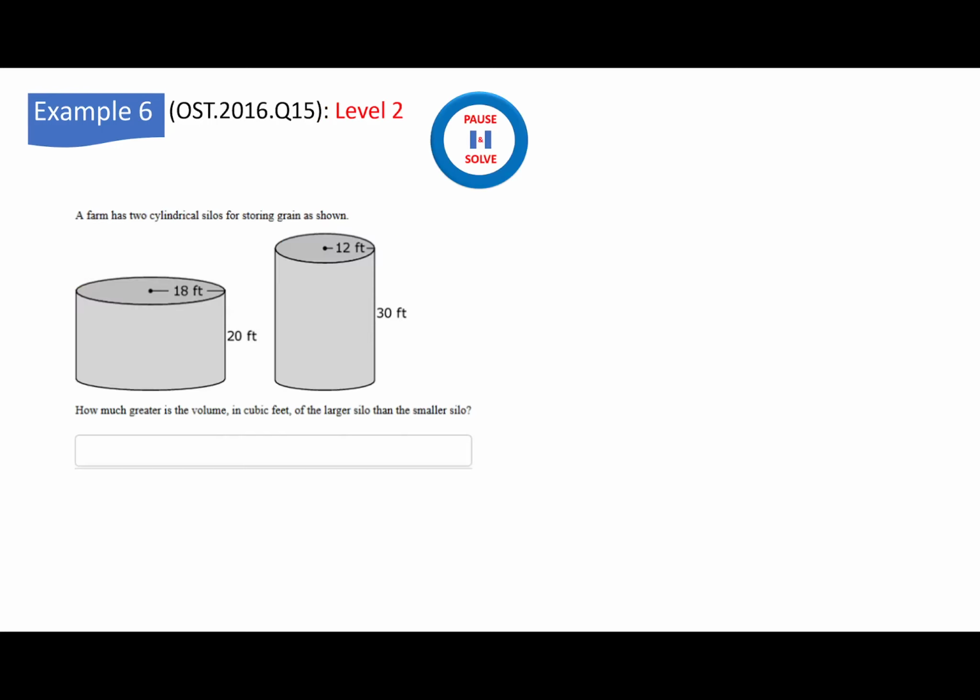Example 6. A farm has two cylindrical silos for storing grain as shown. How much greater is the volume in cubic feet of the larger silo than the smaller silo? So you need to find the volume of each one of them and take the difference, right? Okay. So the large silo, that's this one here.